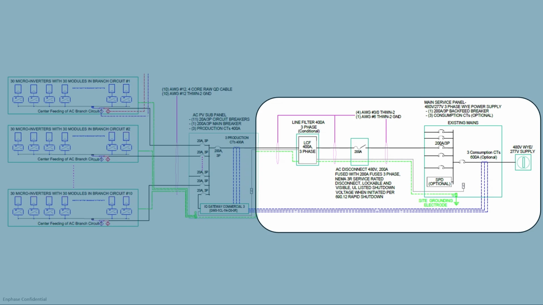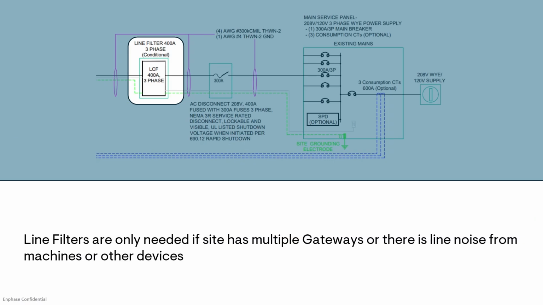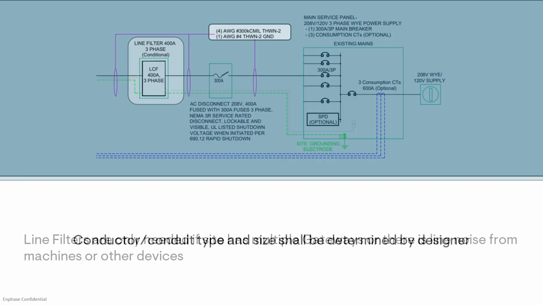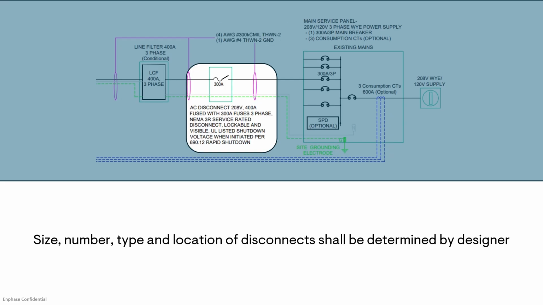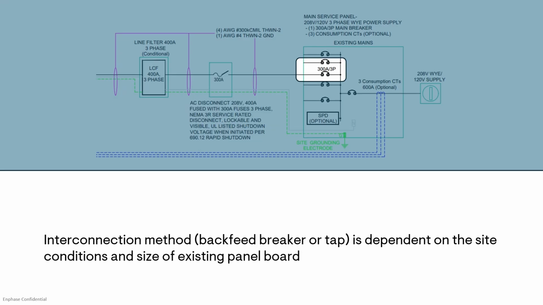Lastly, on our single line diagram journey, we will review from the AC PV sub-panel board to the point of interconnection. Line filters are only needed if the site has multiple gateways or there is significant line noise from heavy electrical motors or medical equipment. Conductor and conduit type and size shall be determined by the designer. Size, number, type, and location of disconnects shall also be determined by the designer.